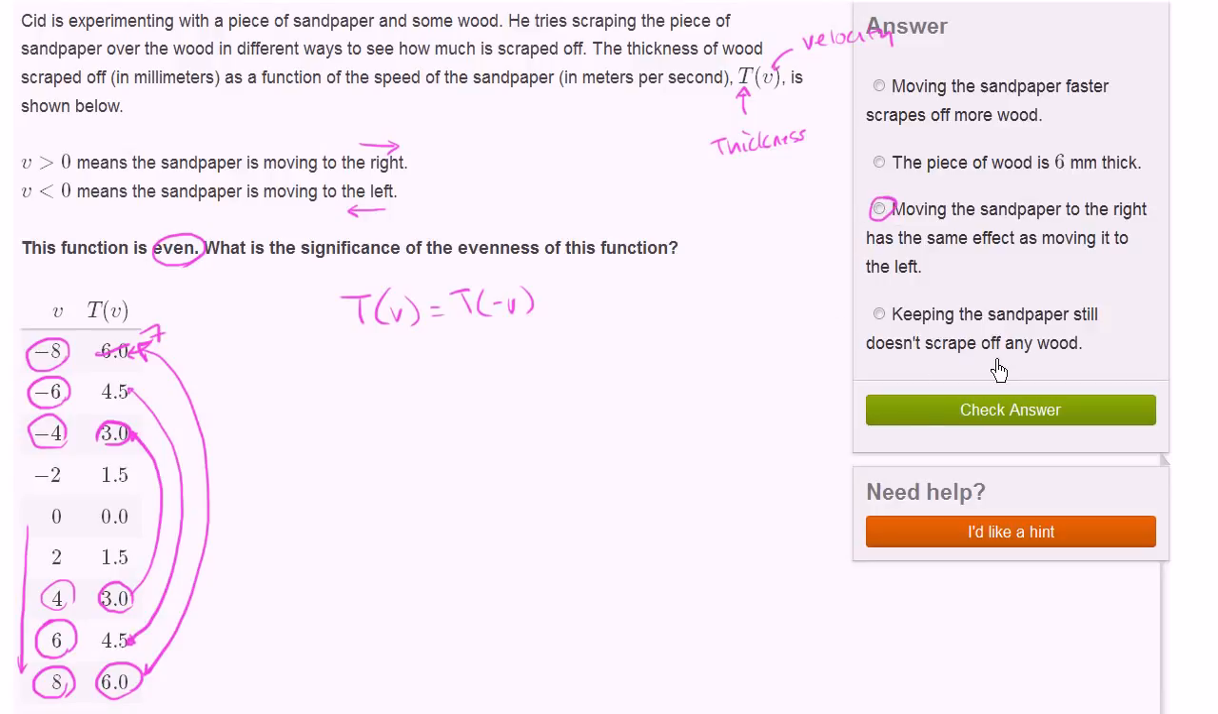Keeping the sandpaper still doesn't scrape off any wood. Well, that is true, but once again it is not the significance of the evenness of this function.